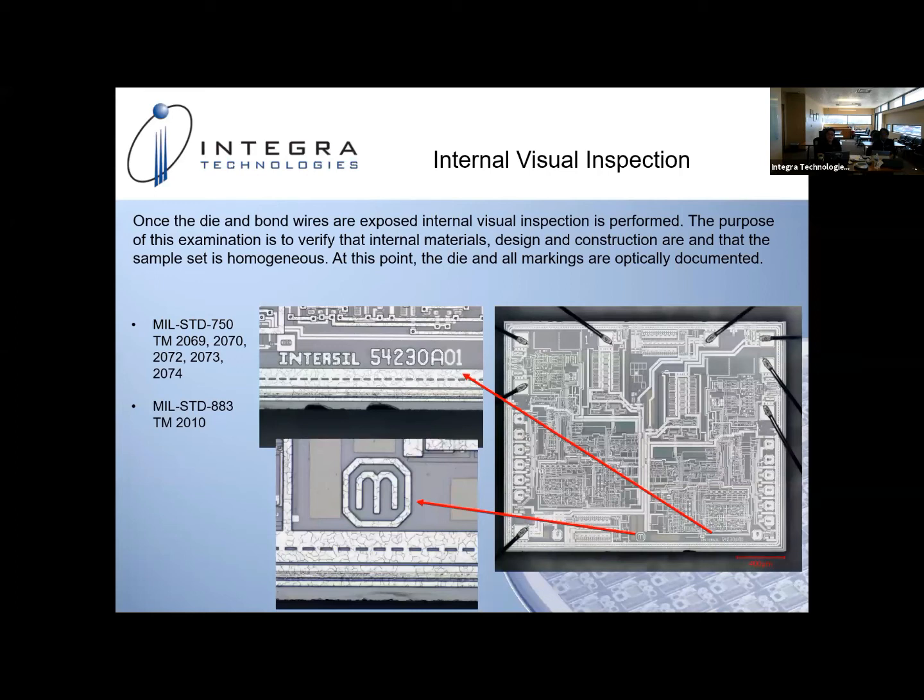But also at this time, we'll take the time to document the die itself, capture the markings, make sure that they're compliant to the MIL standard, and move forward that way. MIL standard 750 and MIL standard 883 are typically used for these types of internal visual processing.